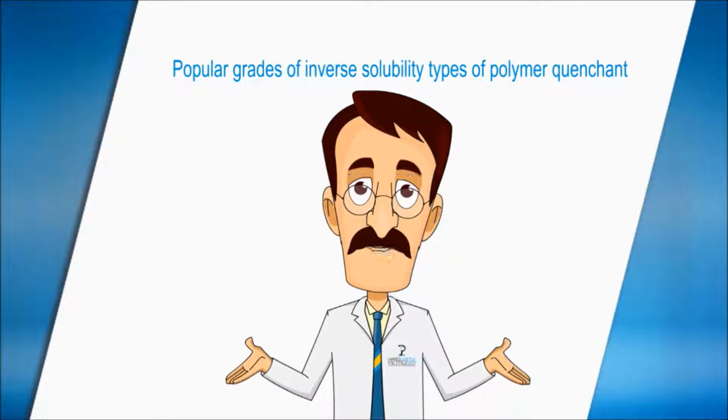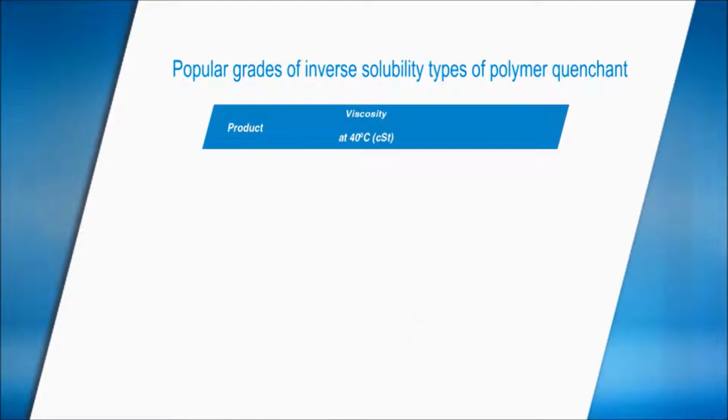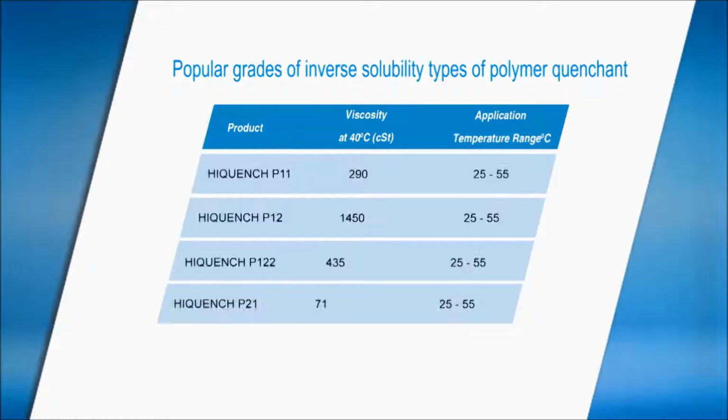HARDCASTLE Petrofer has a major share of business in India for their inverse solubility type polymer quenchants. These quenchants are classified according to their respective kinematic viscosity at 40 degrees Celsius. We generally recommend the application temperature in the range of 25 to 55 degrees Celsius. Amongst the products shown in the table, HighQuench P11 and HighQuench P12 are used by a large number of customers in India for induction hardening as well as tank quenching applications. The two products, HighQuench P122 and HighQuench P21, are used where the application requirements are very demanding.